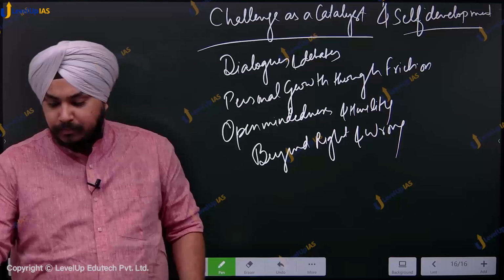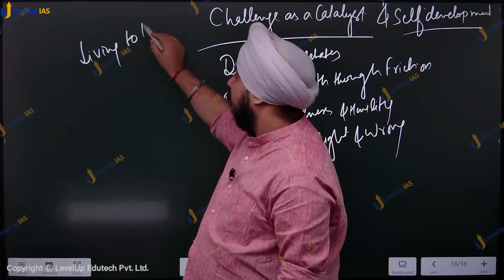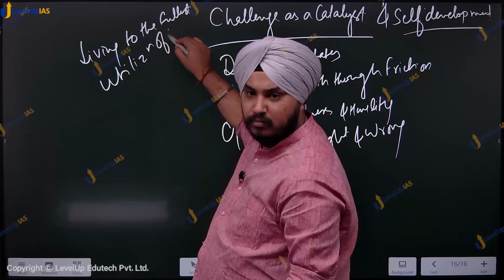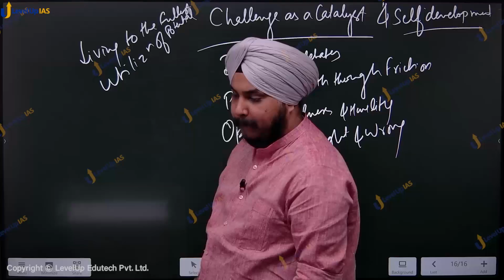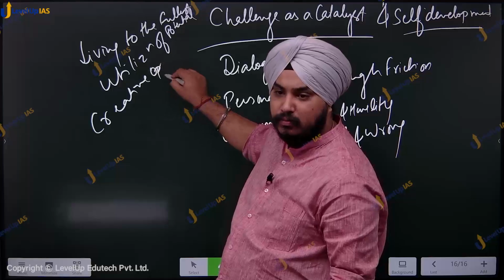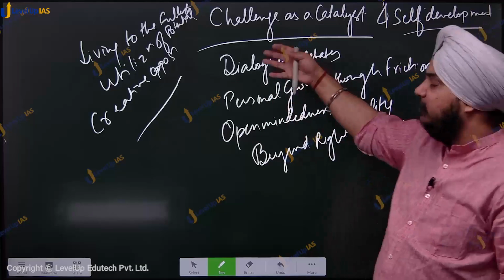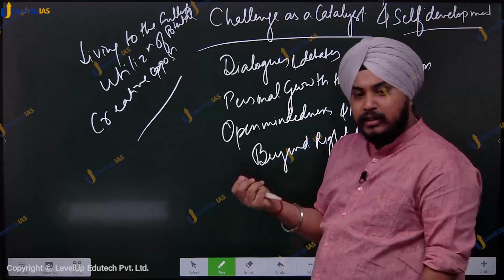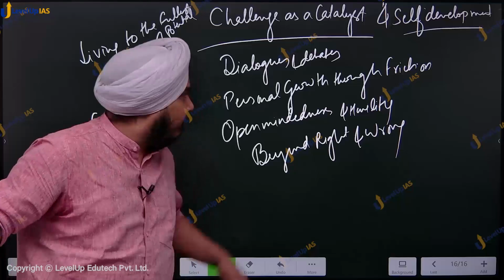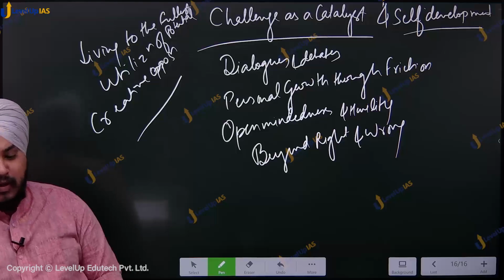Okay, or living to the fullest. Or utilization of the potential. Or creative tension or creative opposition. Something like this. So these are the sub themes in this challenge as a catalyst or for self growth. Now just see the questions that have been asked in PYQs, especially in philosophical essays on this theme. So let's see 2023 question, section A, question number 1.